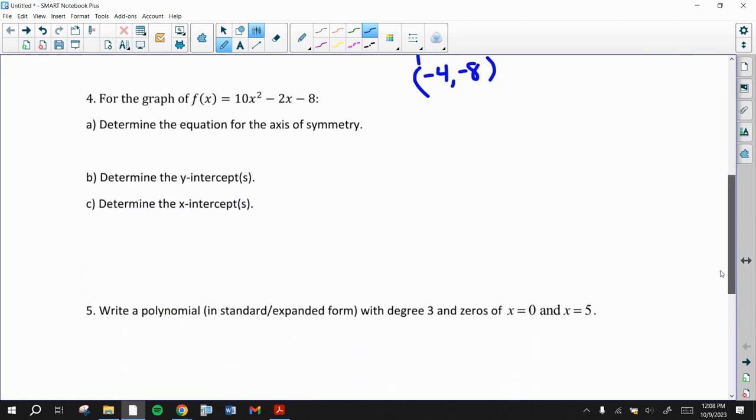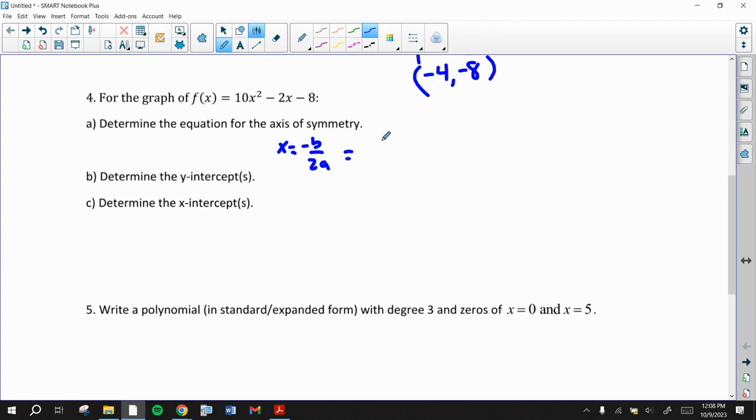So now, next, another parabola that we're trying to find the axis of symmetry for. So x equals negative b over 2a. In this case, b is negative 2, so it's positive 2 over 2 times 10. You can cancel out the 2's there. It's x equals 1 over 10.